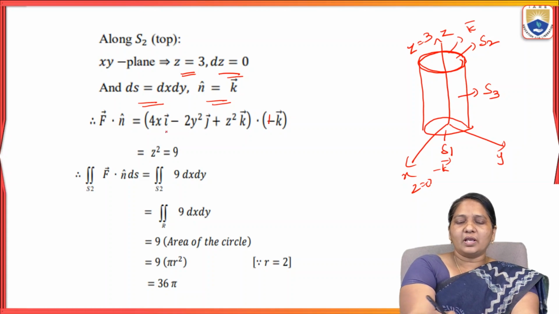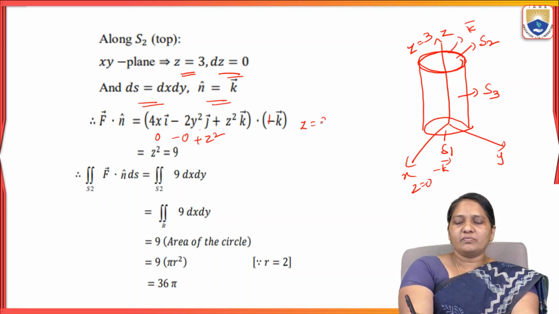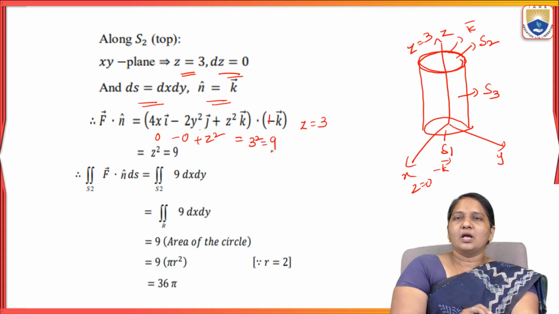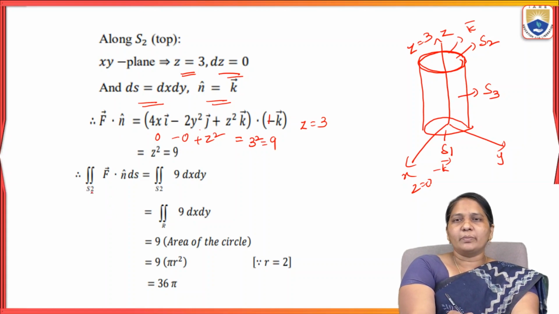So i dot k is 0, the first term, and j dot k is 0, the second term. Next, the third term is z square. Already we know that the z value is 3, that implies 3 square, that value is 9. So f dot n value is 9. Now we are going to evaluate the integral. So the double integral over S2 of f bar dot n ds equals the double integral over S2 of 9 dx dy.